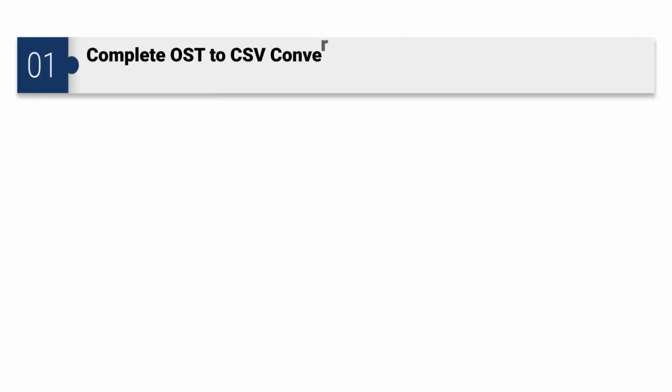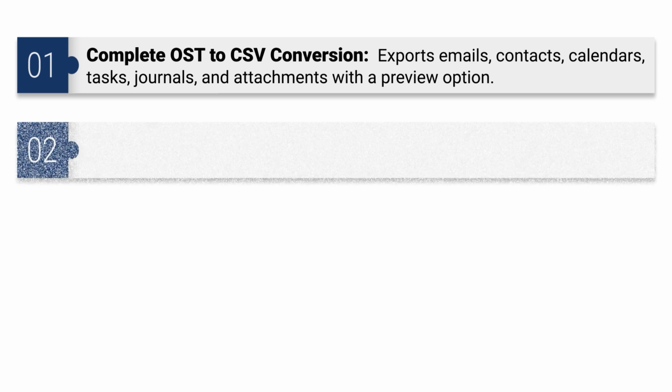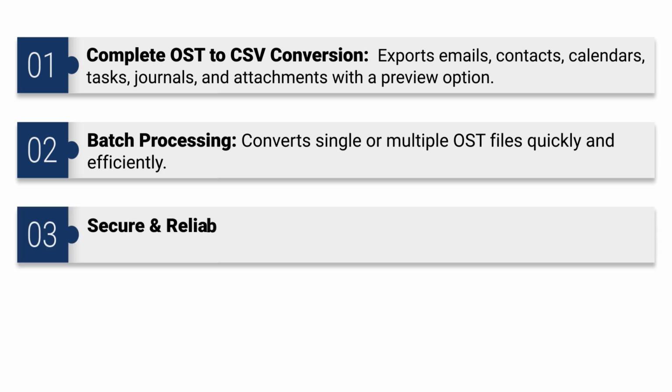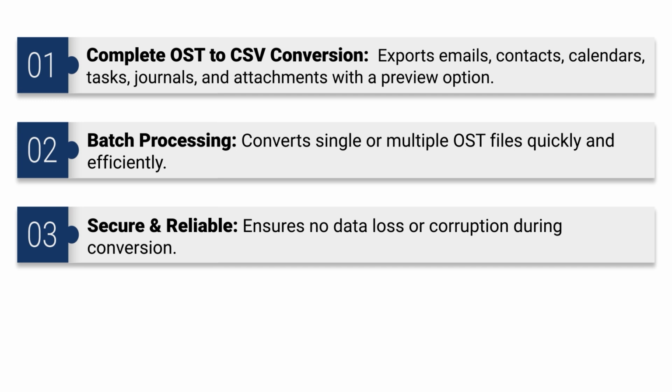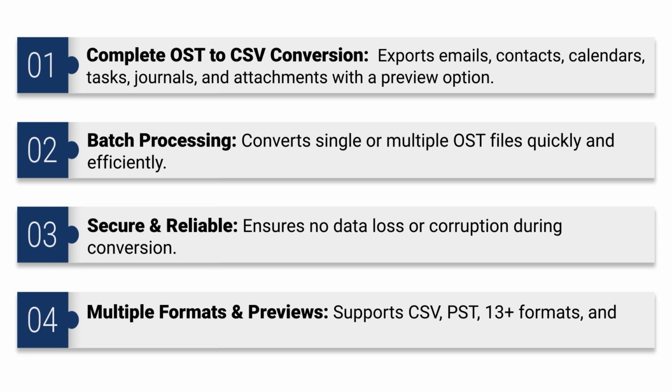Complete OST to CSV conversion exports emails, contacts, calendars, tasks, journals, and attachments with a preview option. Batch processing converts single or multiple OST files quickly and efficiently. Secure and reliable ensures no data loss or corruption during conversion. Multiple formats and previews support CSV, PST, 13+ formats, and various preview modes.